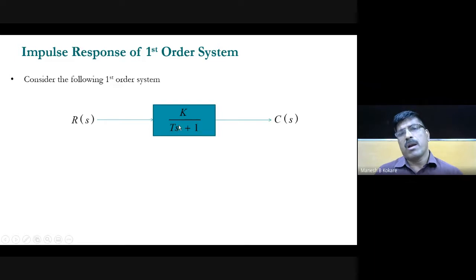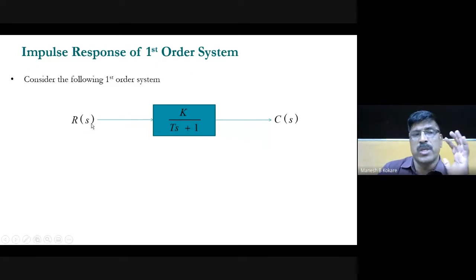Okay, and then see the overall transfer function is given by K divided by Ts plus 1, where K is the DC gain and T is nothing but the time constant of that system. Now here we are talking about the impulse response of the first order system. Here R of S, your input, is an impulse, and the output we have to measure. We have to find out the response, meaning the value of C of t in the time domain. So this is in the frequency domain, basically R of S, or in the Laplace domain.